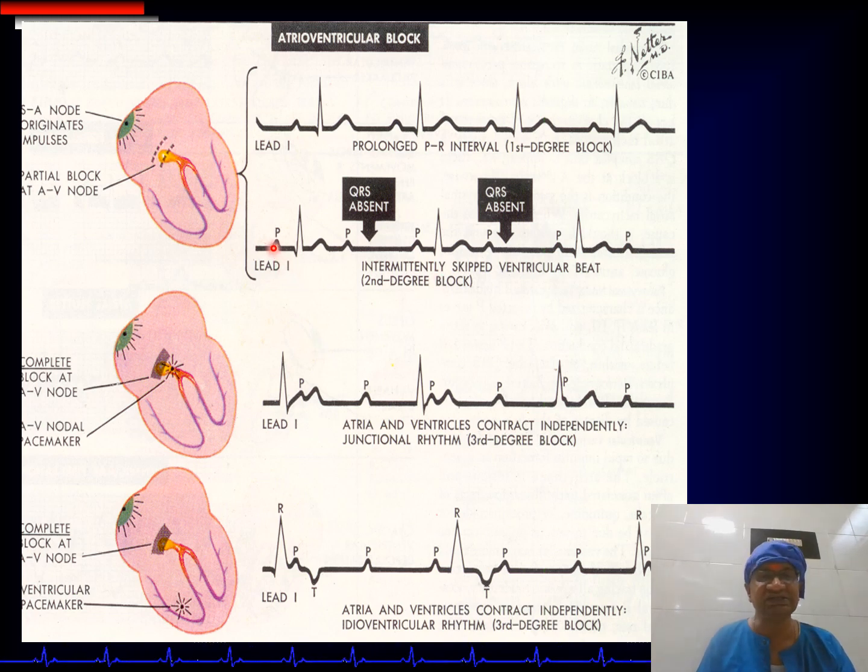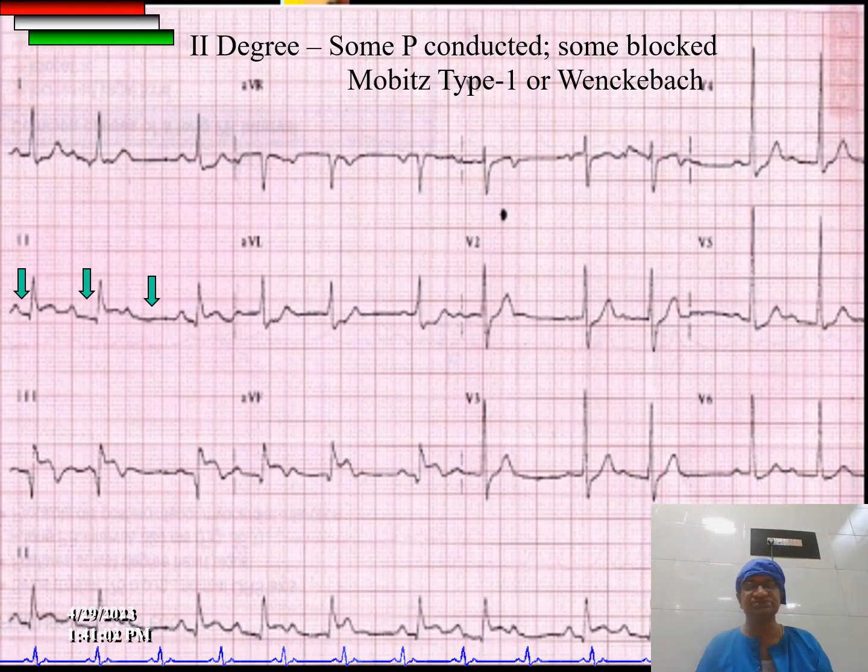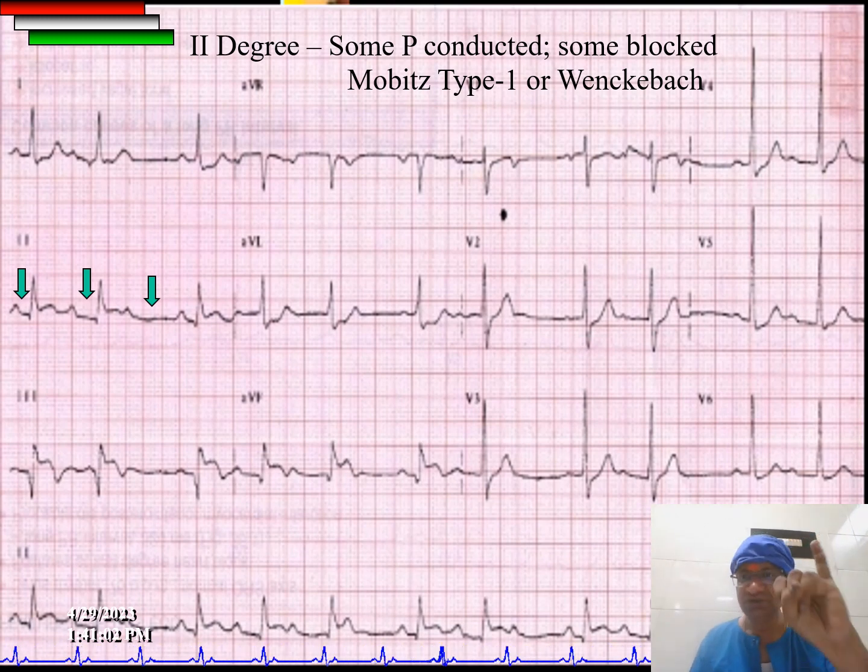Now we can see this is a P wave, this is a P wave, there is no QRS complex. P wave, there is no QRS complex. This is second degree heart block. Sometimes in third degree heart block, P wave, P wave, P wave will be going on. So complete third degree heart block. Now first degree heart block, what was told? Only prolonged PR interval. Second degree heart block, some are conducted and some are not.